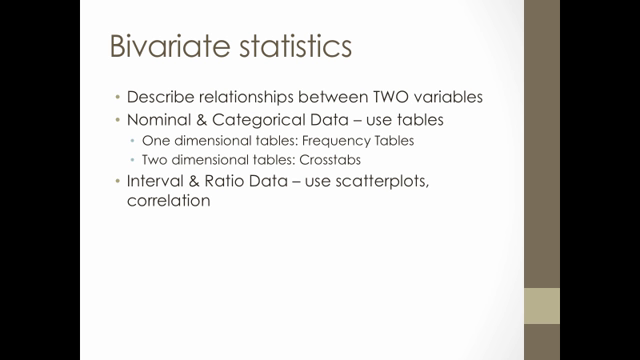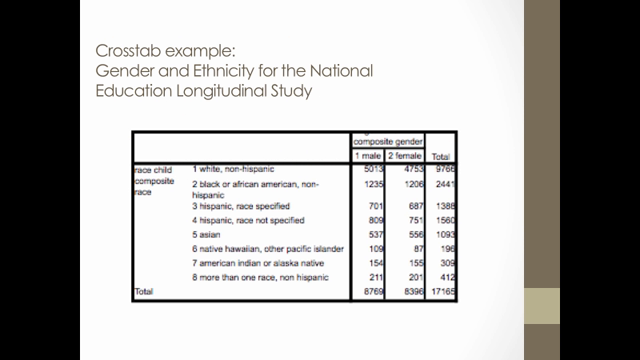And then if you're looking at interval and ratio data, you'll use scatter plots or correlations. I'm going to give you an example of both crosstabs, which use nominal and categorical data, as well as scatter plots and correlations. So in this example, I give you a cross-tabulation that looks at gender and ethnicity for respondents to the National Education Longitudinal Study. Let's say the research question we could respond to in this example is, are there differences in the race of respondents according to their gender?